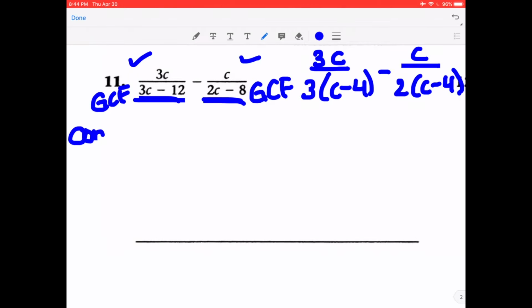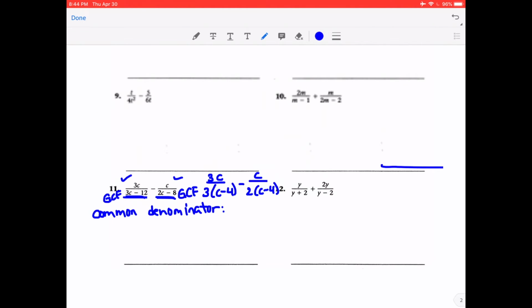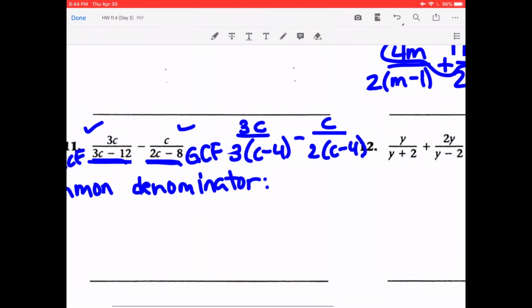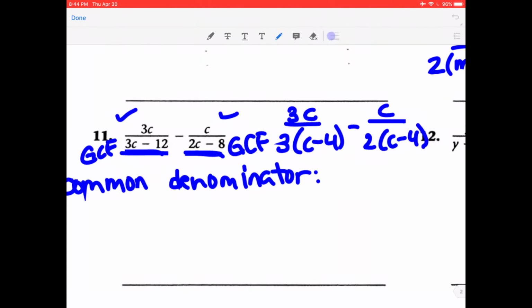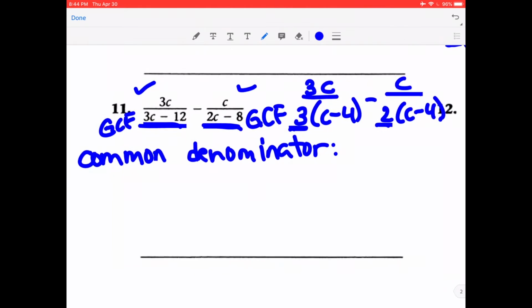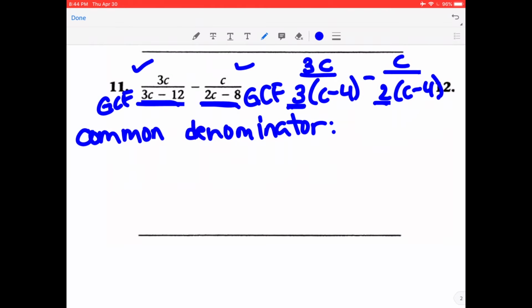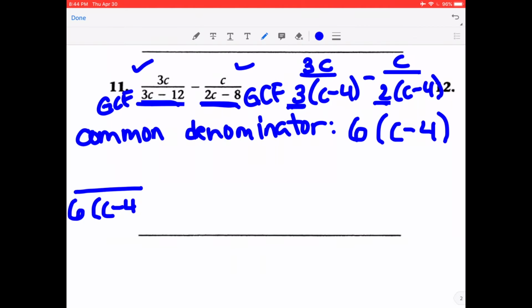Now, really important to identify what that common denominator is going to be. And so they both share the c minus 4. So the only thing that we need to make common are these numbers, the 3 and the 2. What can they both multiply to? They can both multiply to 6. So my common denominator is going to be 6(c minus 4). Okay, so that's what I want both of my new fractions to read. I want both of them to have 6(c minus 4) on the bottom.